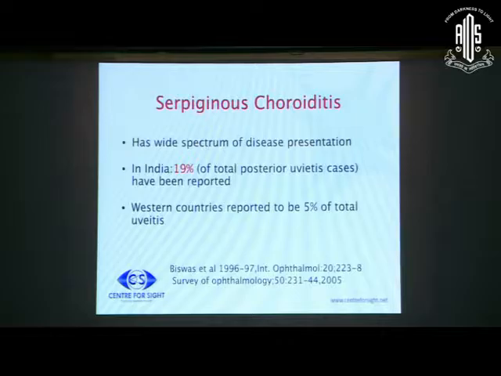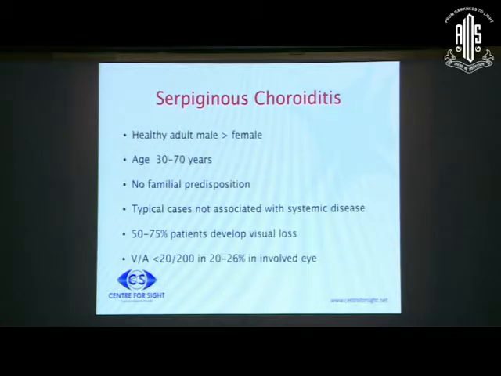In India, out of all the posterior uveitis, 19% of the patients have been classified as serpiginous. In the Western population, it has been reported to be about 5% of total uveitis. It is typically seen in healthy adults, males more common than females, age closer to 30, though it ranges from 30 to 70 years, with no familial predisposition and no association with any systemic disease. This is important in differentiating it from its differentials. About 50 to 75% of patients develop visual loss, and the vision is less than 20/200 in about a quarter of patients.